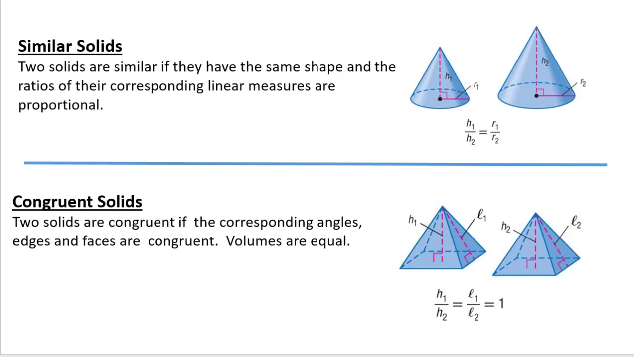So, similar solids. Two solids are similar if they have the same shape and the ratios of their corresponding linear measures are proportional. For example, if the ratio of the heights is the same as the ratio of the radii, or down here, if the slant heights are proportional to the heights. Solids are congruent if the corresponding edges and faces are congruent. Said another way, their scale factor is 1.